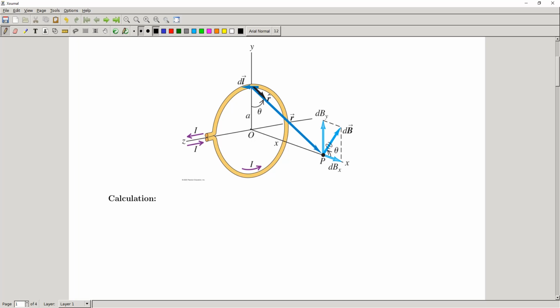Okay, so to get the magnetic field at this point P, we're going to need to add up all the tiny contributions. We can imagine breaking this ring up into a bunch of tiny sections and adding up all those contributions as we go around the ring, as we sort of integrate around the ring, right?